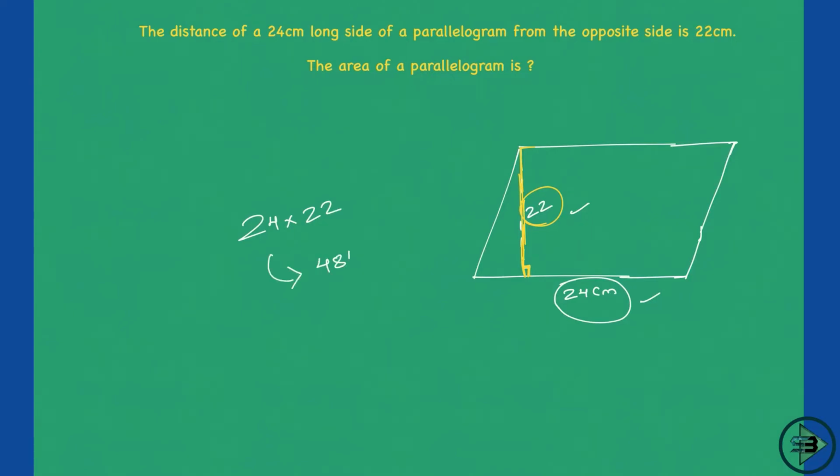22 square is 484, plus 22 into 2 will be 44. So this becomes 8 plus 4, this becomes 12, this becomes 528. Correct, this becomes 528, and that is your final answer. 24 into 22 is 528. That is the area of this parallelogram.